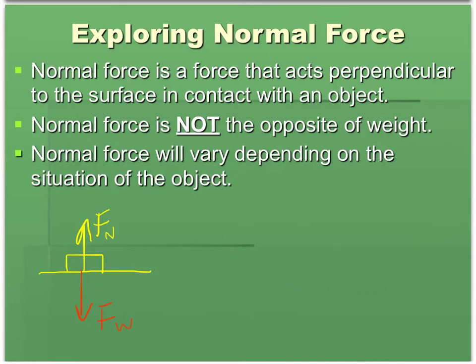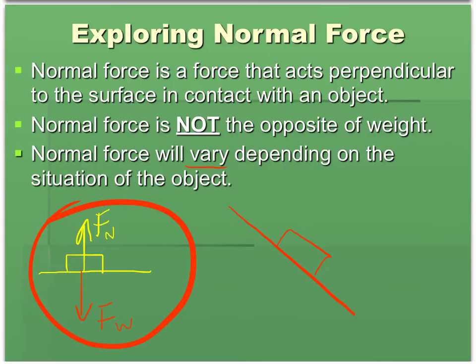So don't think that normal force is always going to be the opposite of weight. They're two different forces. And keep in mind that normal force is going to vary depending upon the situation of the object. For example, if we take this block that's sitting on a surface, and if we now tilt the surface and put that block on it, normal force is not going to be opposite of weight.